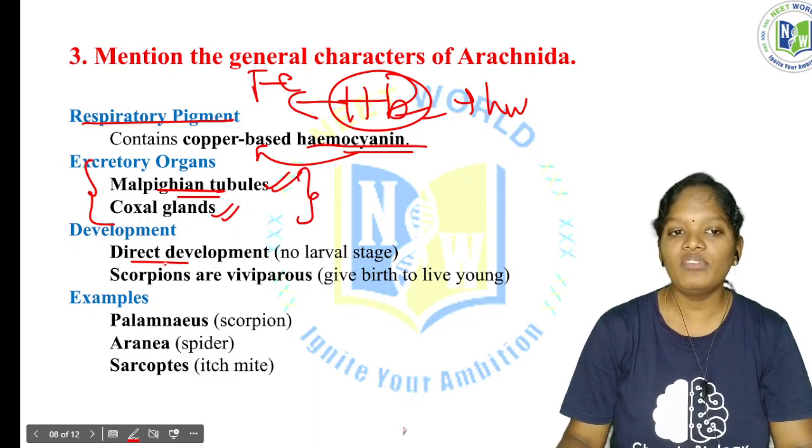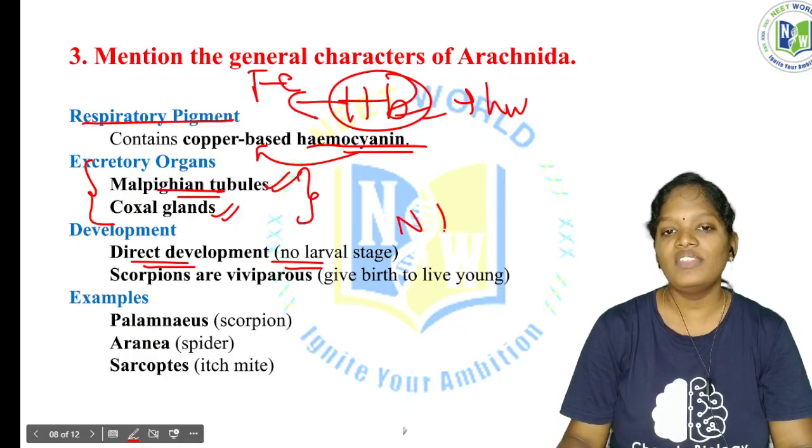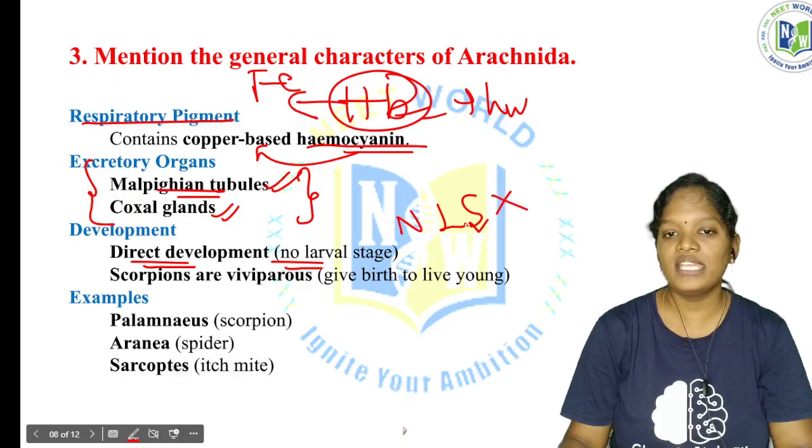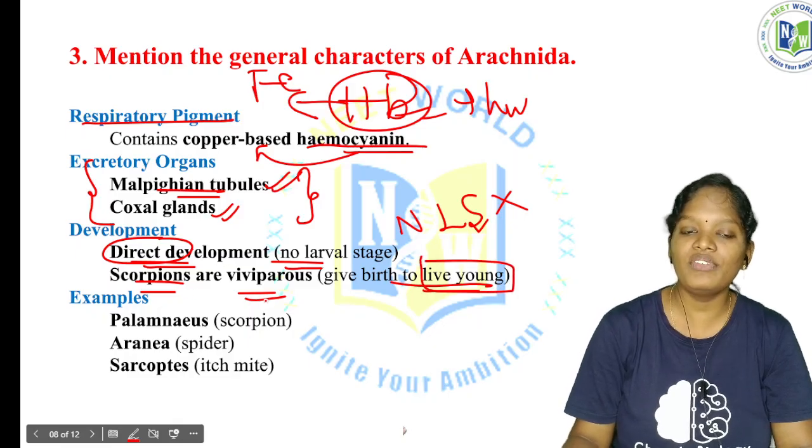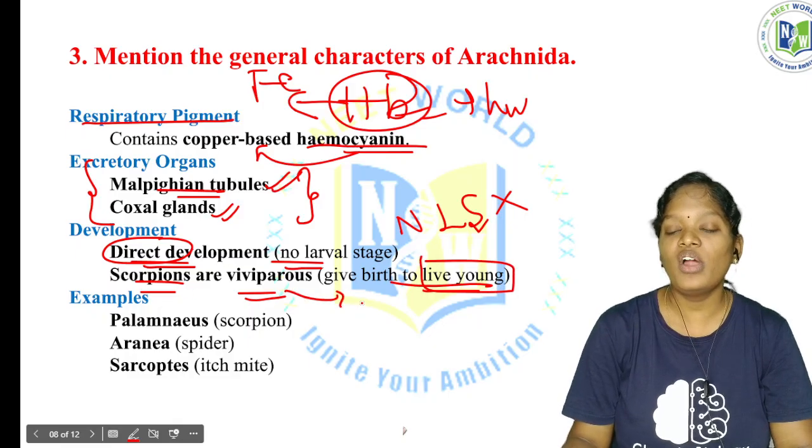The development here will be direct development, no larval stage. As I mentioned before, if there is no larval stage, we say it is direct development. And scorpions are viviparous, they give birth to young. Viviparous means it is not egg laying.